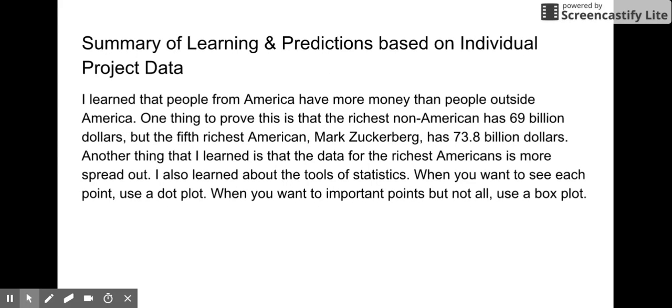I learned that America has much more money than people outside America. One thing to prove this is that the richest non-American has $69 billion, but the fifth richest American, Mark Zuckerberg, has $73 billion. I also learned the tools of statistics. When you want to see each point, use a dot plot. When you want to see important points but not all, use a box plot.